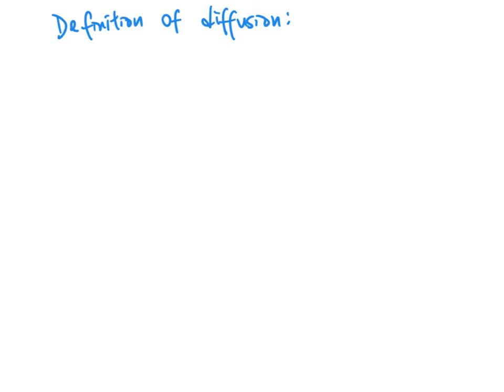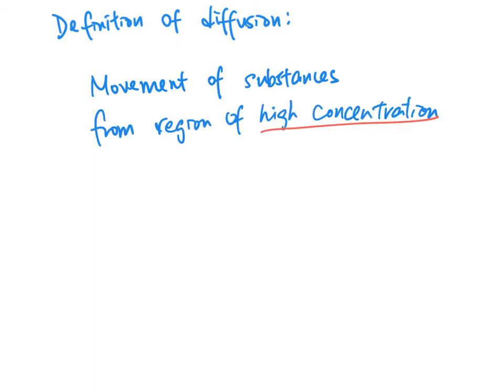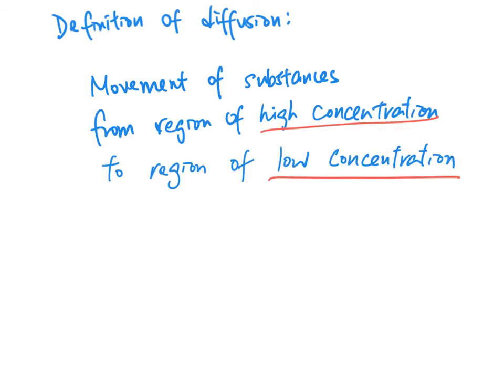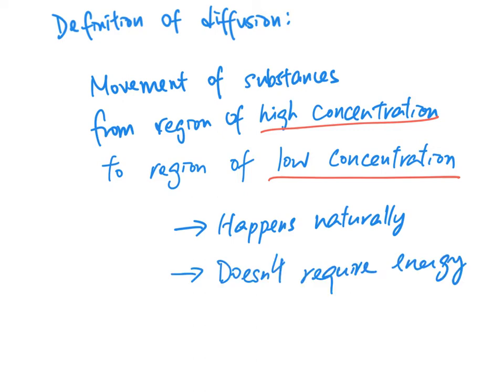So to recap, the definition of diffusion is as follows. It is the movement of substances from a region of high concentration to a region of low concentration. This process happens spontaneously, it happens naturally, and it doesn't require any energy. We call it a passive process. Passive processes don't require energy, whereas active processes require energy.